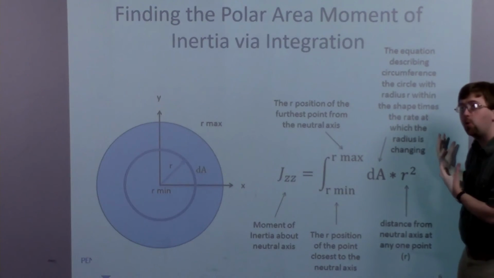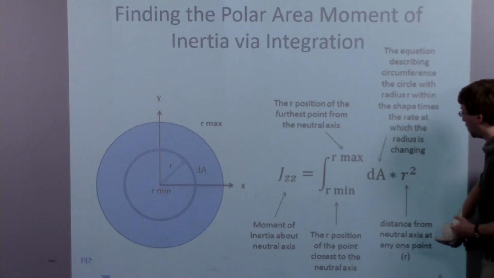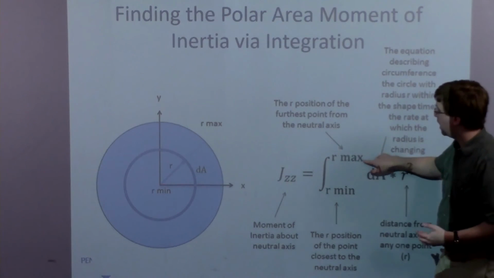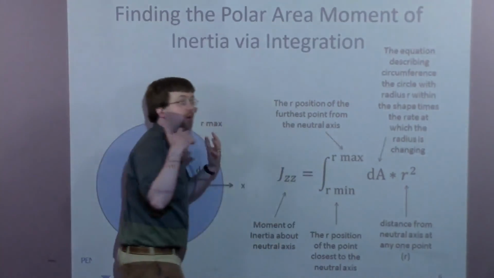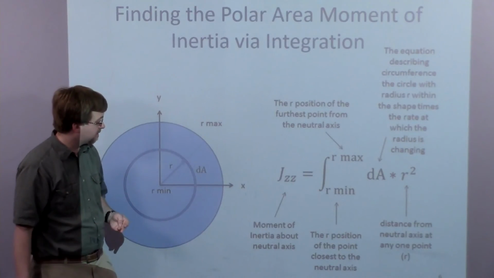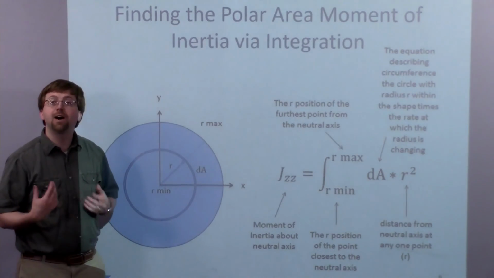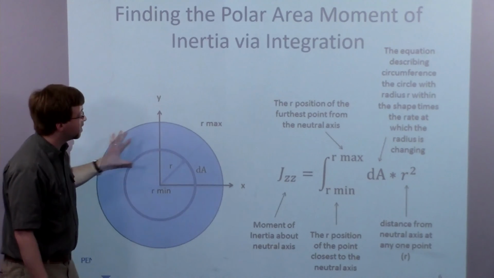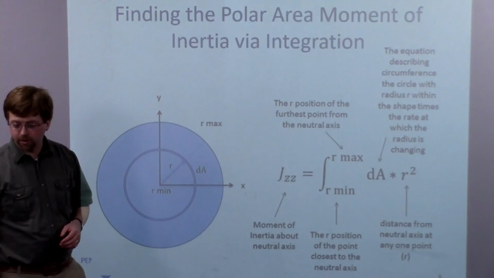I take whatever that equation is, as I move out, I multiply that by r squared, and I integrate that from some minimum radius to some maximum radius. And if I have all numbers, and I've got some physical system to work with, I'm going to wind up with the moment of inertia about the neutral axis, which is a quantitative measure of this cross-section of the shaft's resistance to torsional loading.